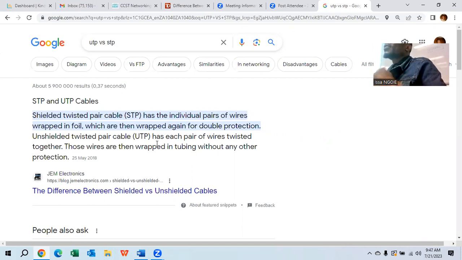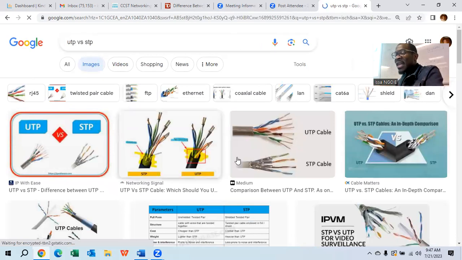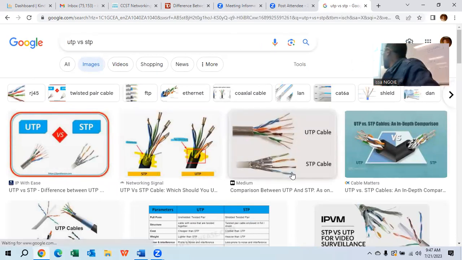Why is there extra protection? Maybe your network will run in some of the companies, like the industries. You know the industries, those machines can interfere with the Ethernet cable. So you need a cable that is more protected. That way you can go for STP, but it's more expensive than the UTP. The UTP is the unshielded one. You can go from the pictures just to check. See here, the way the STP is. The STP is more protected. There is extra protection on the cable compared to the UTP.